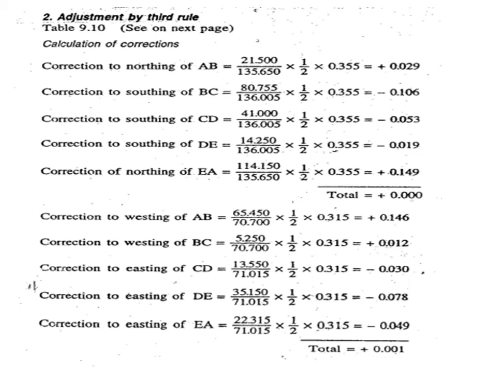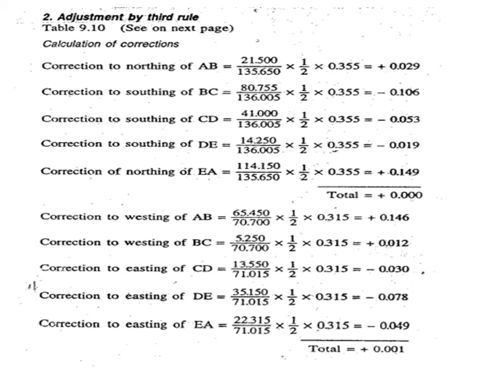So it is minus 0.053. Similarly, correction to southing of D equals southing of D divided by sum of southing multiplied by 1/2 into total error in the departure. So it is minus 0.19. Similarly, correction to northing of A equals 115.150 divided by 135.650 multiplied by 1/2 into total error. So it is plus 0.149. And when you take the summation it should be equal to 0.